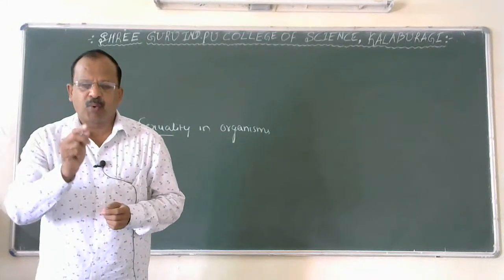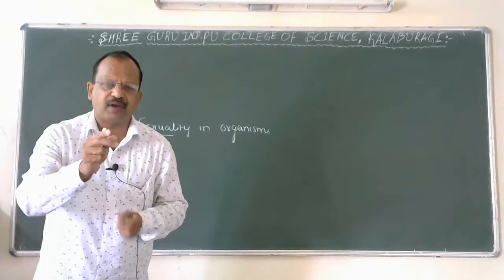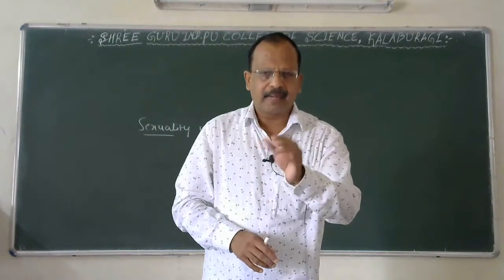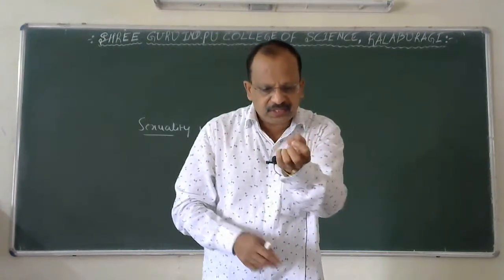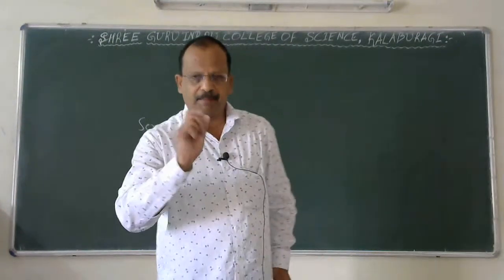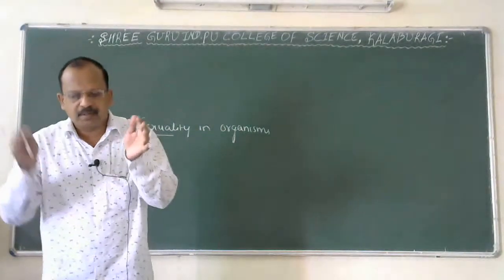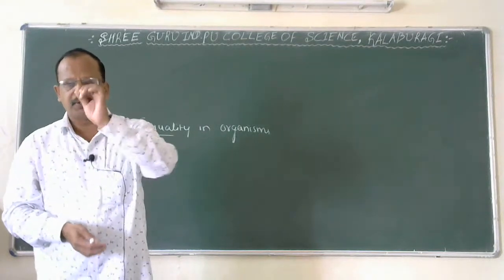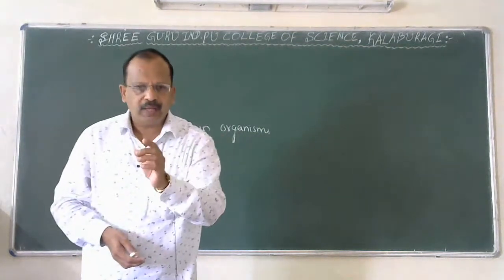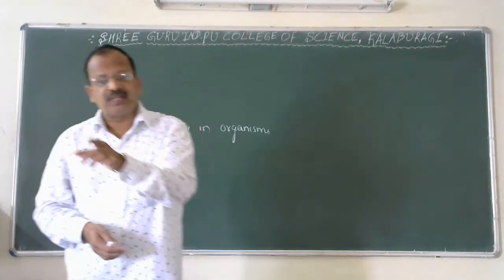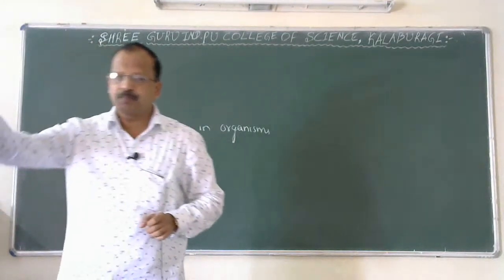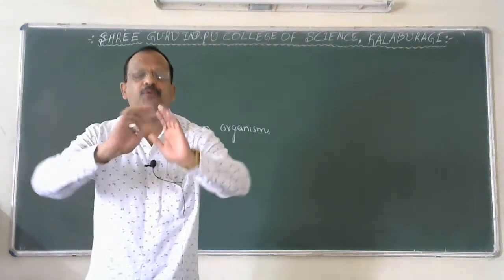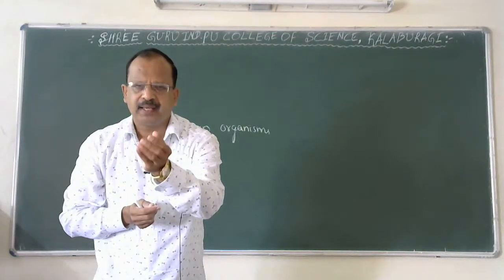Then I discussed post-fertilization changes in flowering plants. After fertilization, sepals, petals, and stamens wither and fall down. Zygote will develop into embryo. Ovary will develop into fruit, and ovules will develop into seed. After dispersal, the seed will germinate and produce a plantlet. The fruit is covered by a wall known as pericarp.